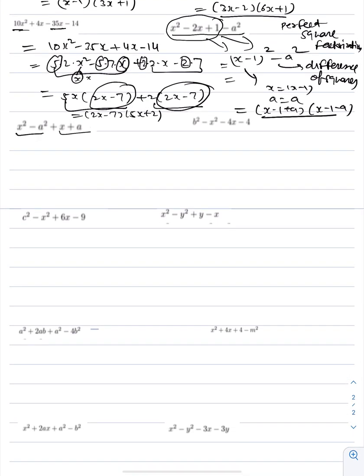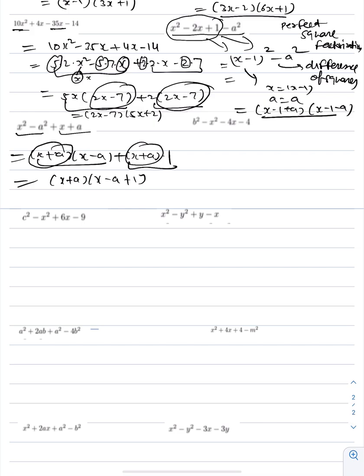Now here, before you do anything, you have to do the grouping. In the first one, it's x plus a, x minus a. And then you can write this as x plus a into 1. And now from here, x plus a is common. And then you get x minus a plus 1.